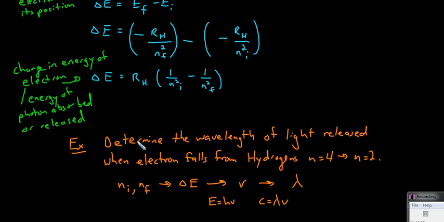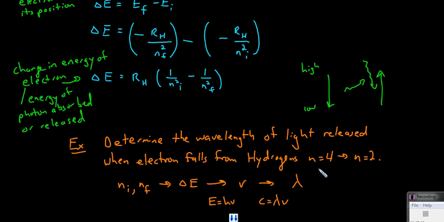For example, say you wanted to determine the wavelength of light released when an electron falls from hydrogen's n equals 4 principal energy level to the n equals 2 principal energy level. Okay, so first we should recognize that as the electron falls, it goes from a high energy state to a low energy state. It's losing energy, which means energy is going to be released when that transition occurs. But if an electron were to transition from 2 to 4, to gain energy, that would only occur by the electron absorbing energy from light.